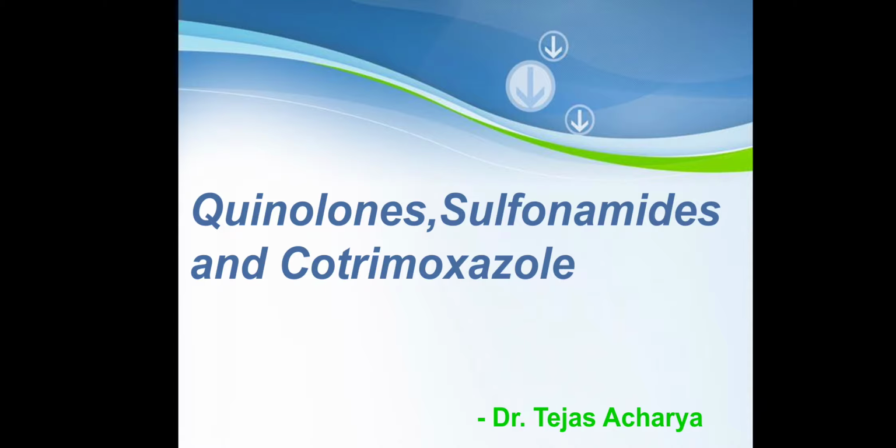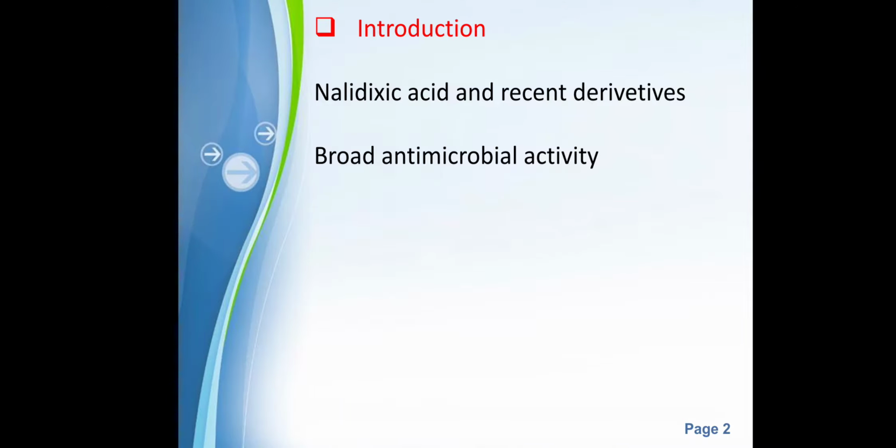In each and every upcoming lecture on antimicrobials, you will learn about each group of antimicrobial drugs, right? So in today's lecture video, we are going to learn about these three important groups: quinolones, sulfonamides, and cotrimoxazole. Amongst these, quinolones are very important compared to sulfonamides and cotrimoxazole. So we'll start with the quinolones and then learn about sulfonamides and cotrimoxazole. Okay, so first we'll learn about quinolones.